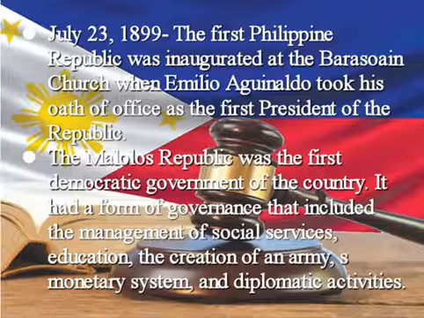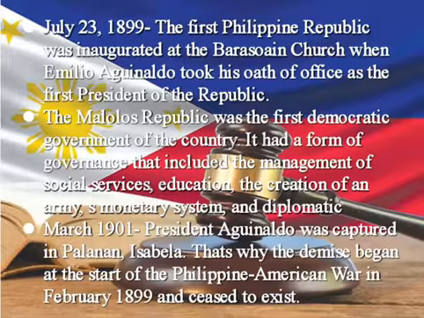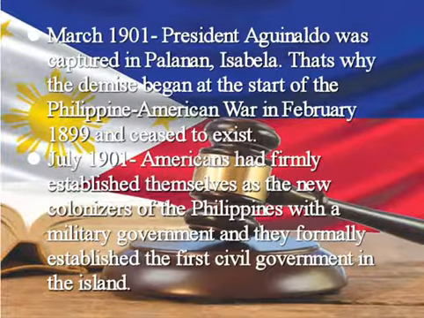It had a form of governance that included the management of social services, education, the creation of an army, a monetary system, and diplomacy. In March 1901, President Aguinaldo was captured in Palanan, Isabela. That's why the demise began at the start of the Philippine-American War in February 1899 and it ceased to exist. By July 1901, Americans had firmly established themselves as the new colonizer of the Philippines with a military government, and they formally established the first civil government in the island.